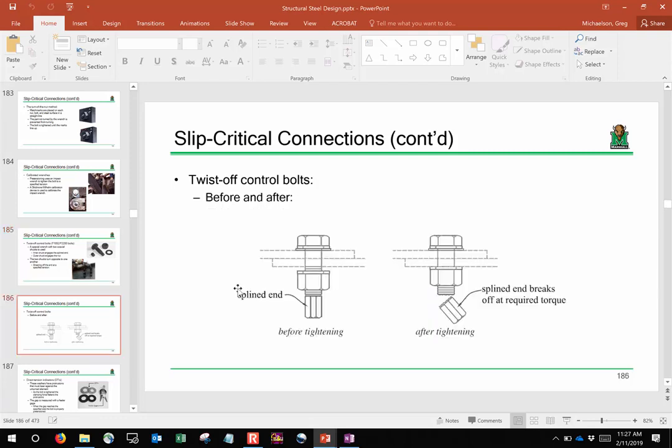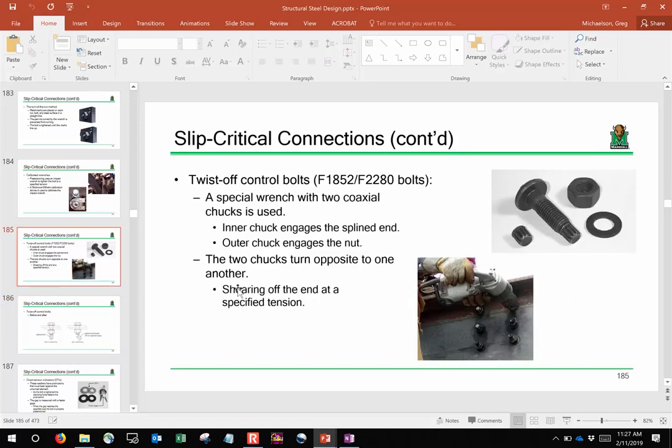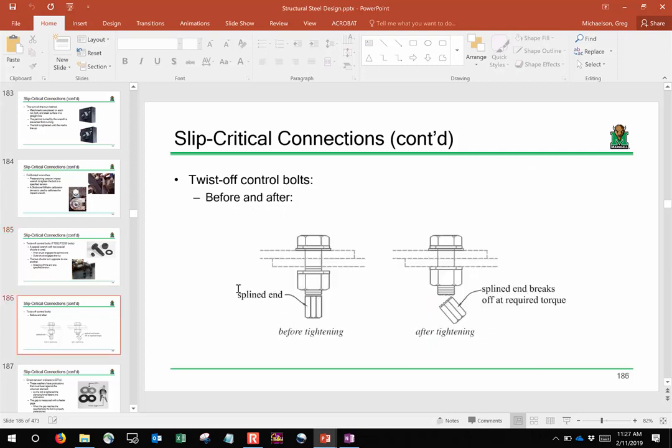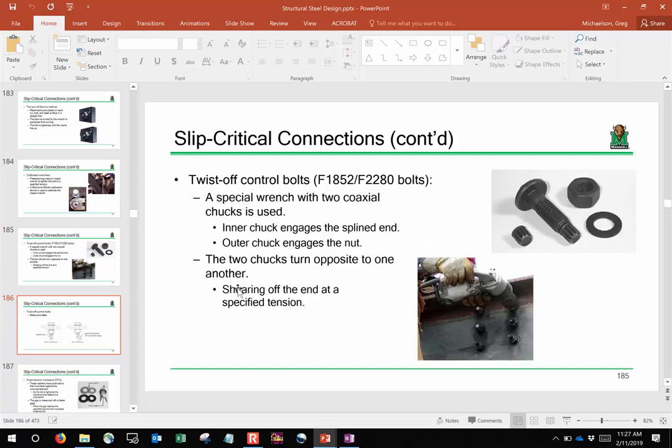The way a twist-off control bolt works is it's a specialty bolt that's used with a specialty wrench. You have this specialty bolt that you see right here, and you put the nut on, and you use a single specialty wrench. It grabs both the nut and the bolt, and it spins them in opposite directions. Once you achieve the required tension, it chucks off that splined end. So as an inspector, it's really easy to tell whether your bolts have met the required pretension, because all you have to do is look at the bolts, and if the nub's off, then it's good. The problem is that this bolt is different than a standard A325 bolt, so it has a different specification.